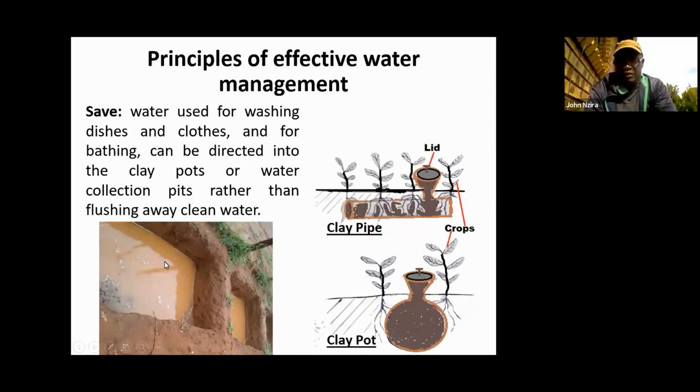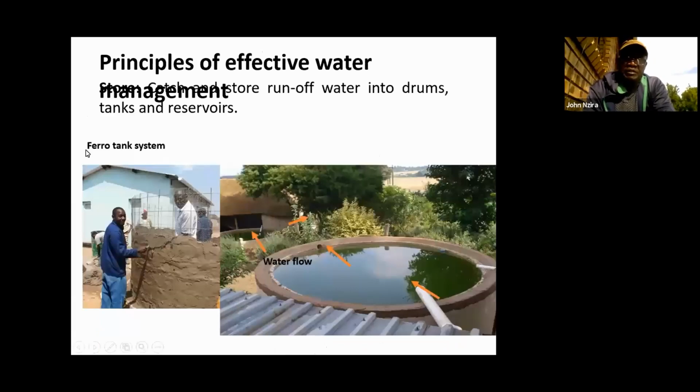You can have these pits in the field, where after every rain you collect the water, and then you allow the water to seep slowly into the ground. Eventually these containers, the pit beds, can save and direct water to the plants. We can build dams, one on top of the other. But it's about catching and storing water.